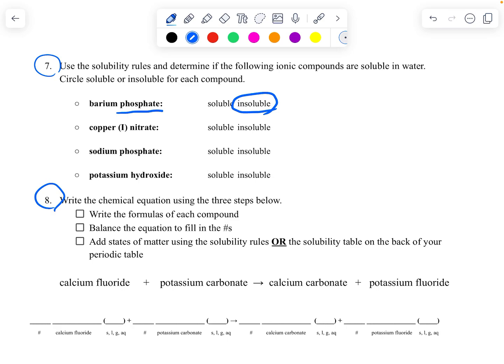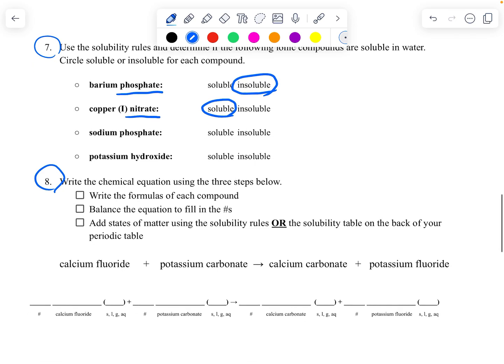Okay, now what about copper 1 nitrate? The key word here, guys, is going to be nitrate. Rule number 2 states that any compounds with nitrate are going to be soluble. That one was pretty easy.